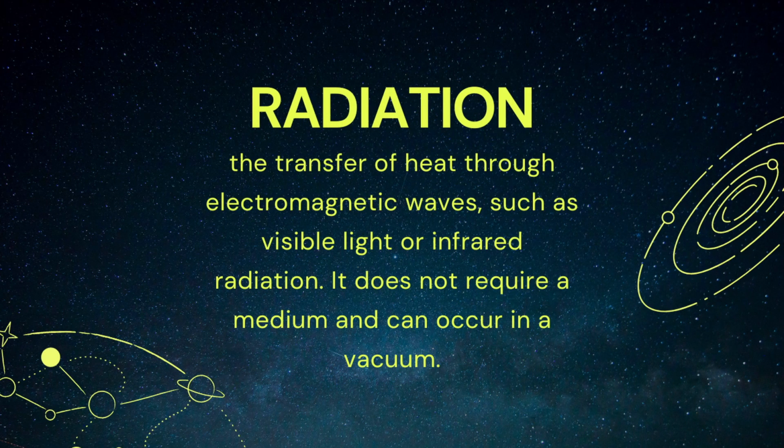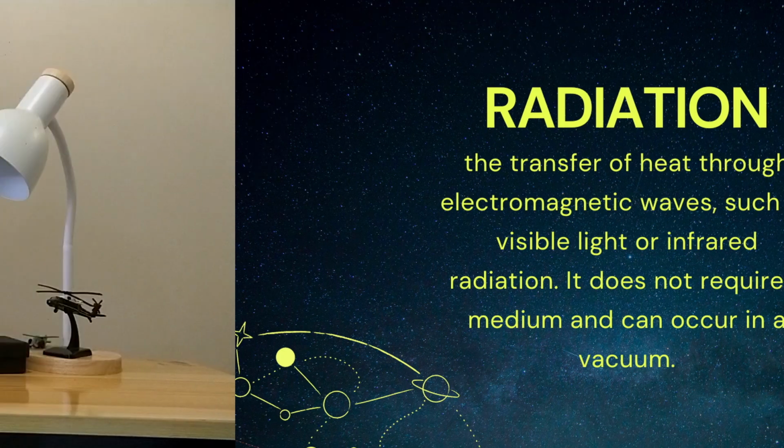Radiation is the transfer of heat through electromagnetic waves such as visible light or infrared radiation. It does not require a medium and can occur in a vacuum, for example, space. All objects emit radiation in the form of electromagnetic waves, and the amount of radiation emitted depends on the temperature and properties of the object.